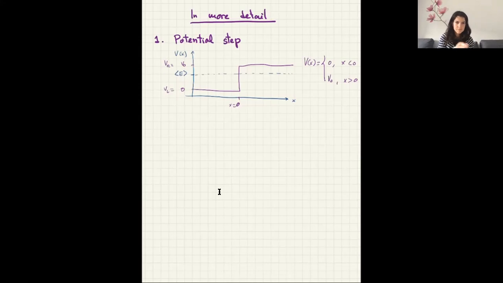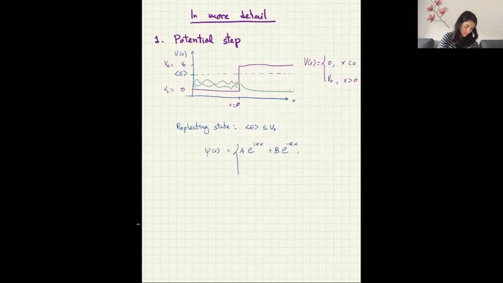Okay. So we have the general solution. By the way, this is the case of a reflecting state, which means that E is smaller than V0. So we're going to expect something like a superposition of it going one way or the other on the left, and somehow it decaying on the right. So in this case, we have psi of x equals a e^(ikx) plus b e^(-ikx) for x smaller than 0, and c e^(-βx) for x larger than 0.